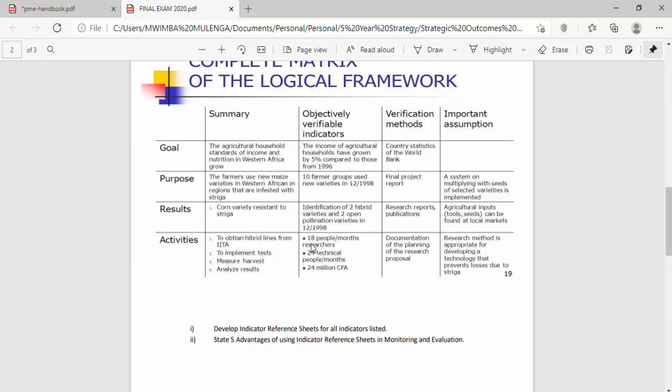State 5 advantages of using indicator reference sheets in monitoring and evaluation. One is standardization. Two, it's cost effective. Three, M&E is well coordinated. Four, you will be able to report data on time because you won't be spending so much time trying to figure out what this indicator is and how it should be collected. So you do things on time. I'll leave the fifth one for you to research.